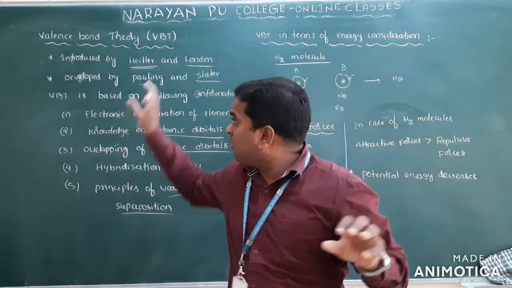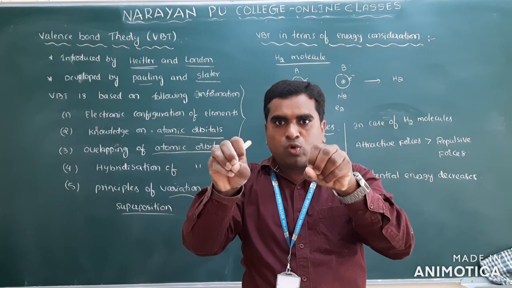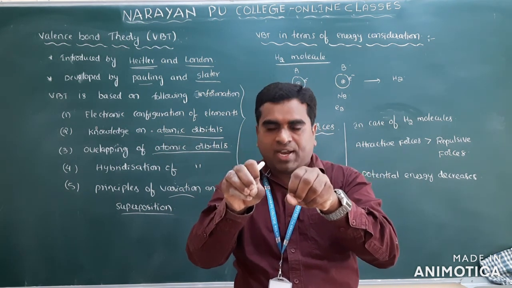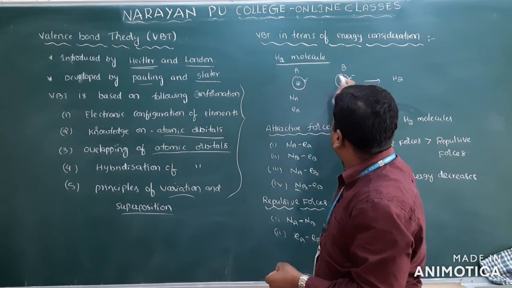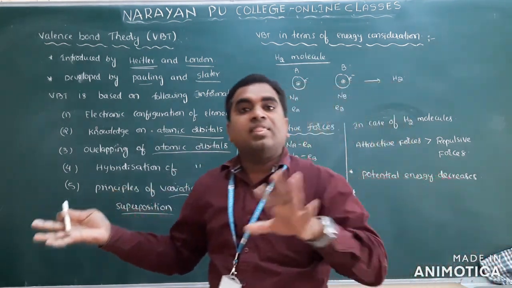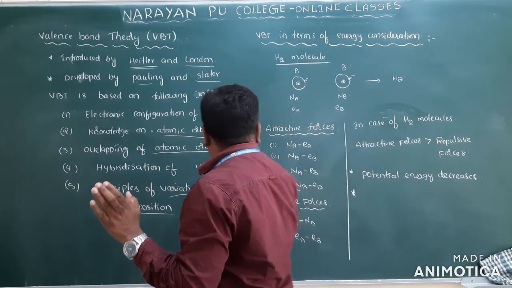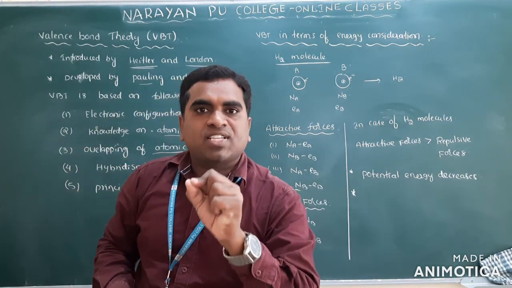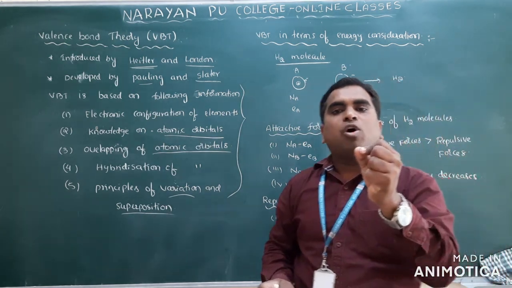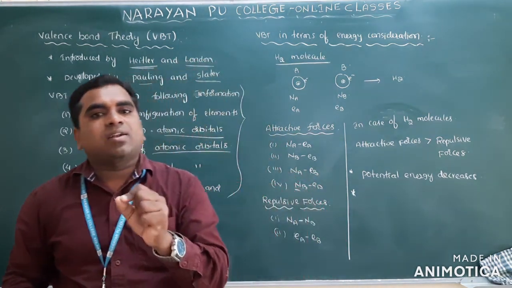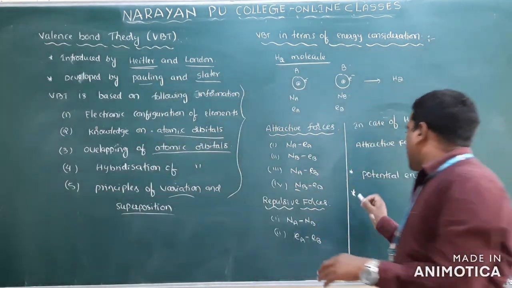First of all, just assume, I will draw one diagram, then you can easily understand. One hydrogen and one hydrogen are coming close to each other. First of all, attractive forces will operate. If they come very close to each other, repulsive forces will operate, because positive and positive repel. But at some point, attractive forces are equal to repulsive forces, and there the system has minimum energy and bond formation takes place. That bond we call a covalent bond.